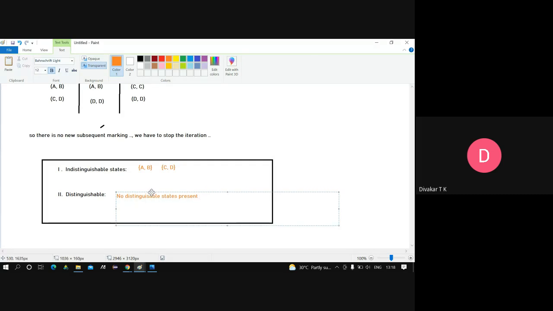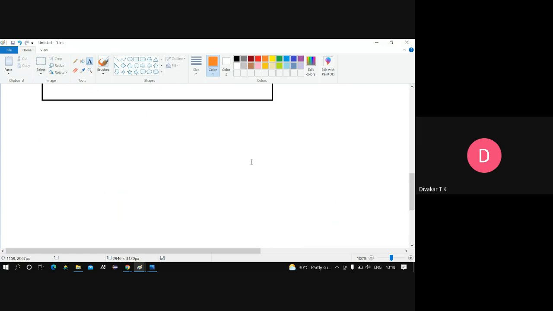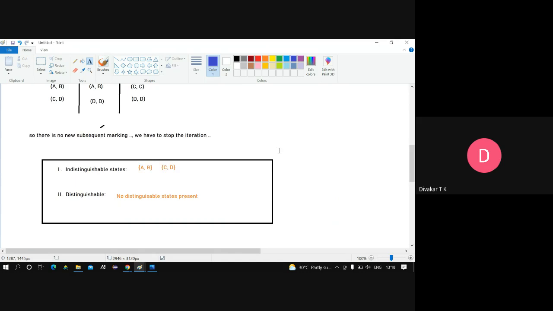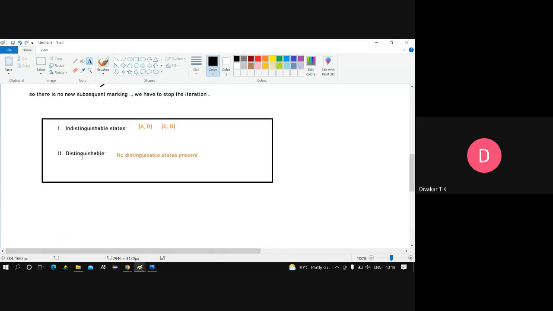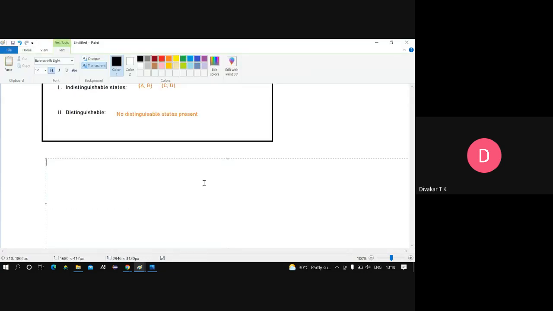Write in English, whatever English you want. Does not exist, doesn't exist, there is no distinguishable state, like that, however you wish to present your answer. This belongs to you. I'm done with the distinguishable states and indistinguishable states. Now write one more step. If you want one more step, write the states are.